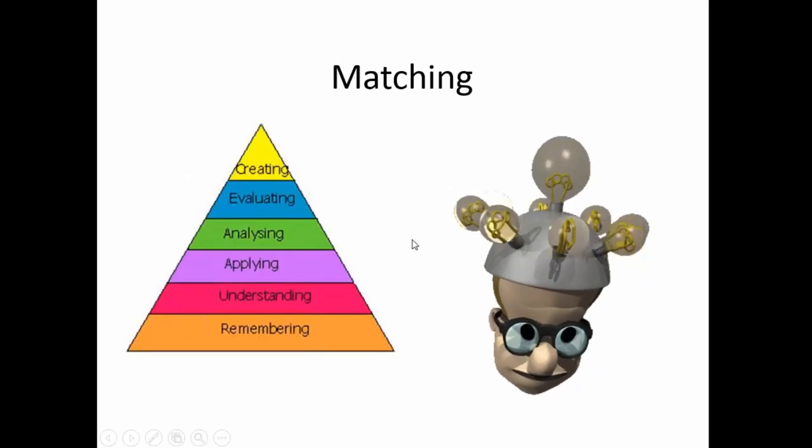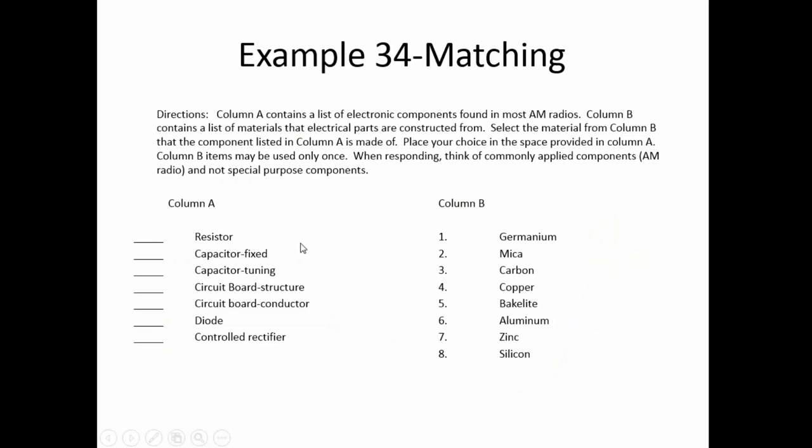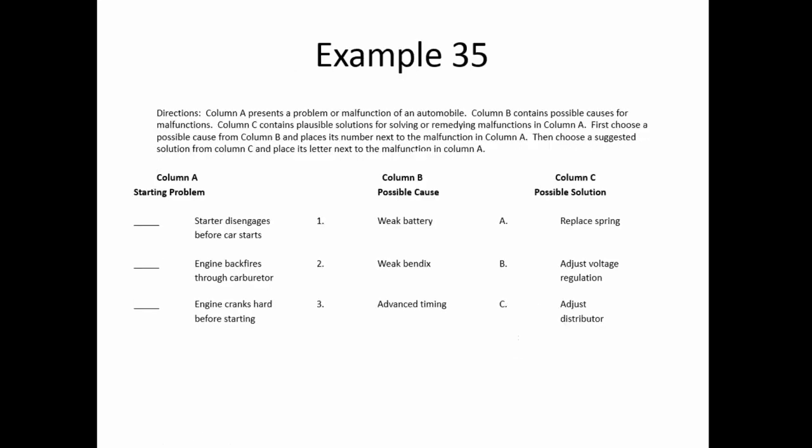Matching. There are just a couple of things about matching. Whenever you're doing a matching item, Column A contains so-and-so, Column B contains so-and-so, but do not have a one-to-one match. So if there are six items in Column A, there needs to be fewer or more in Column B. So you should not have an even number in Column A and Column B. It doesn't matter which way you go, but you do have to have an uneven match.